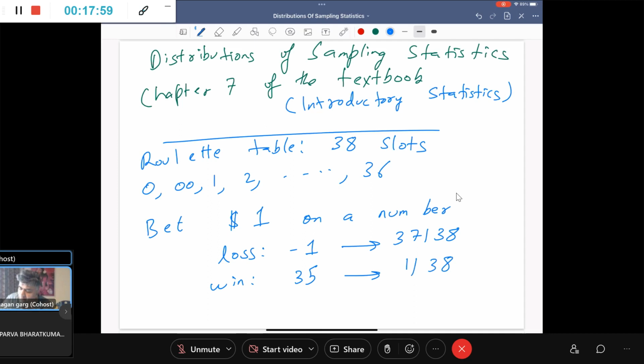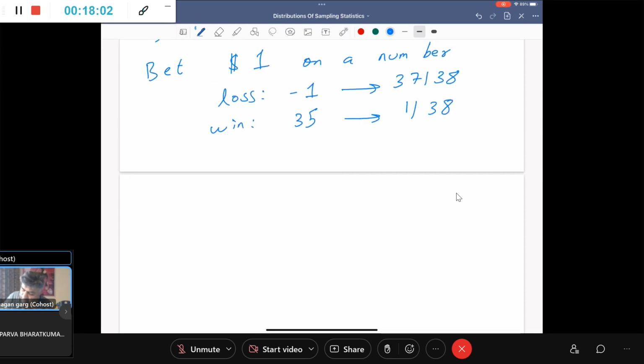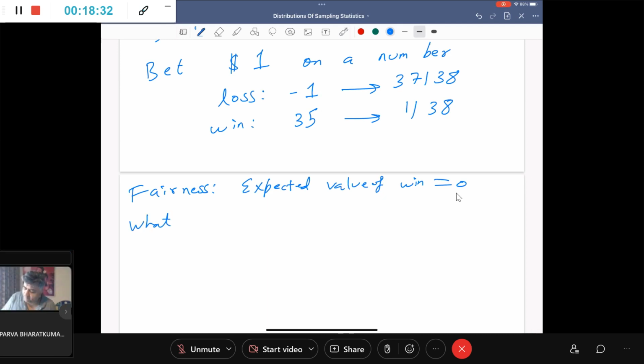So the reason I say it's not fair, so what do you mean by fairness? Fairness means, in the context of probability and gambling, that the expected value of win is 0, or loss is 0. So in this case, what is the expected gain in this example? What is the expected gain?